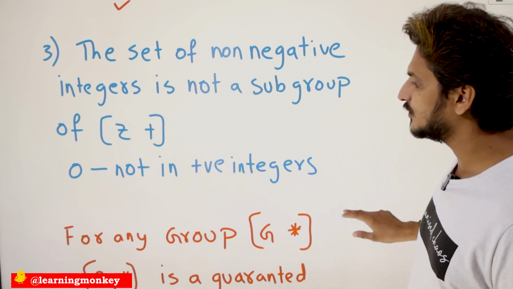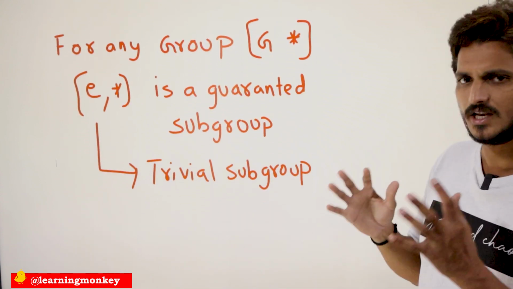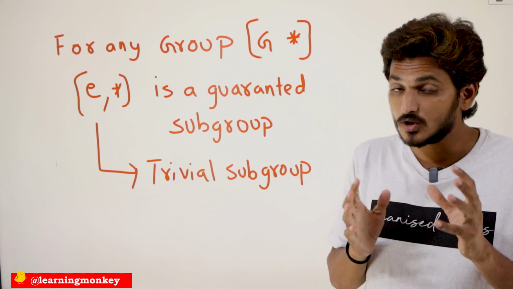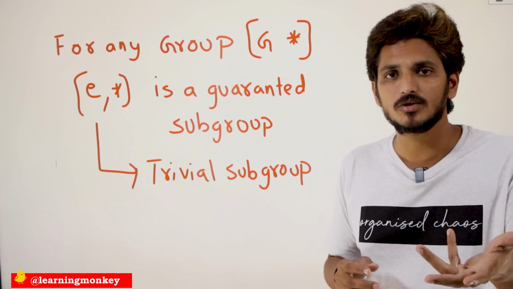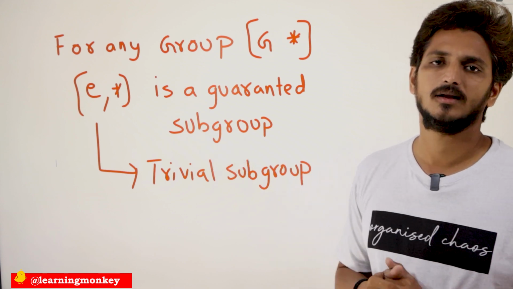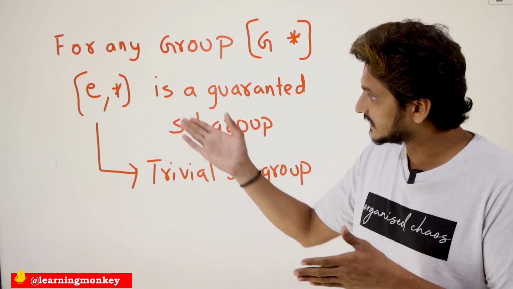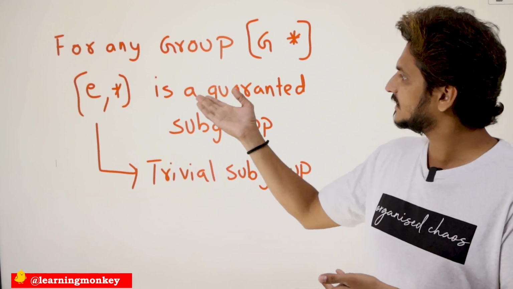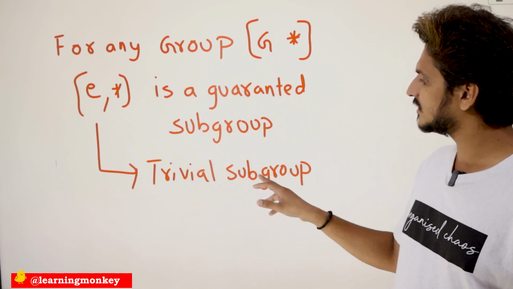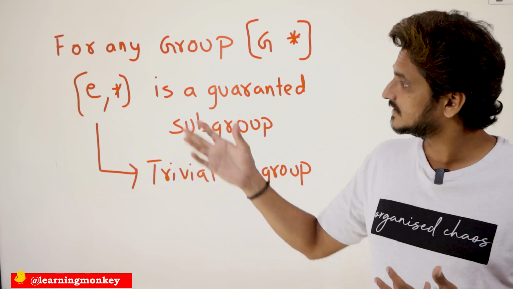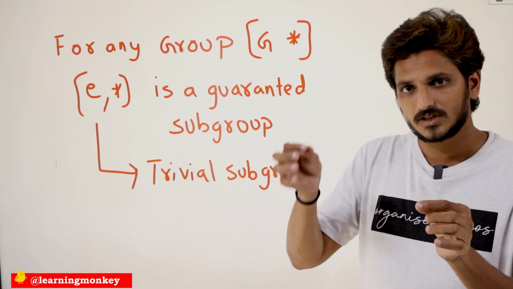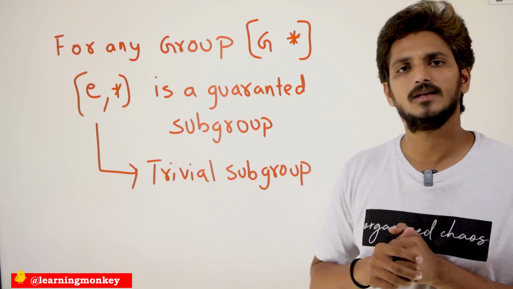And one more important point you need to understand: for any group, you take any group G, star, some binary operation, definitely you are going to have one subgroup. What is that subgroup? E, the identity element, comma star. Yes, it is definitely accepted as a subgroup. It is a guaranteed subgroup. This we call the trivial subgroup. Why is it a subgroup? E, identity element. E, binary operation E, you are going to get E.